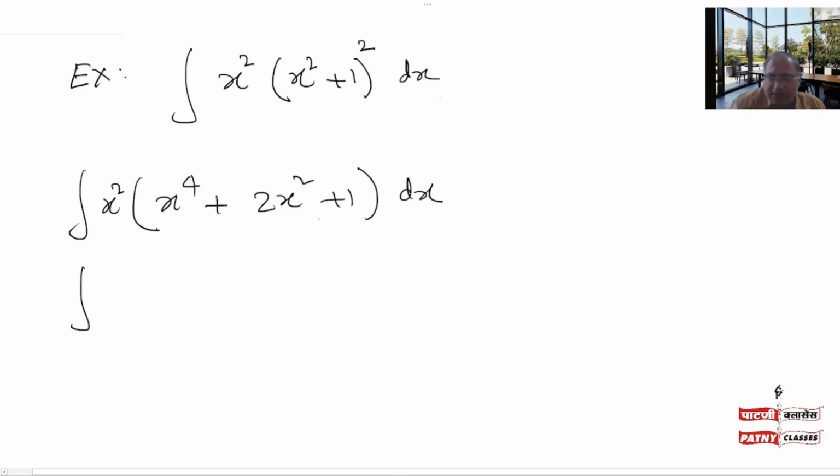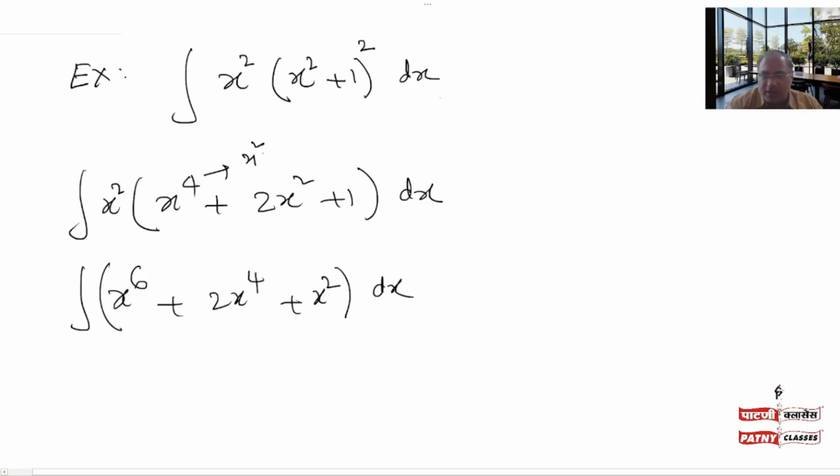One idea is that we can multiply x square with every element, then we get a single term everywhere. X raised to 6, 2x raised to 4 plus x square. We open the bracket, multiplying each term by x square, that is x square into x raised to 4 equals 2 plus 4 equals x raised to 6, like this each and every term.